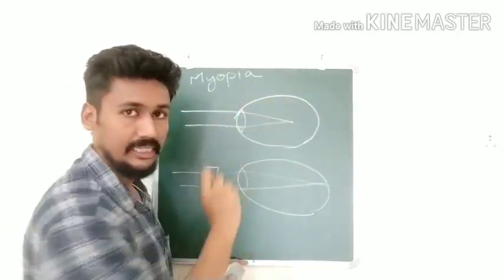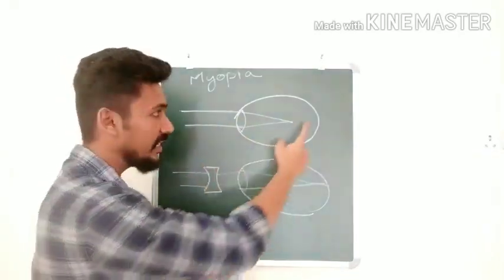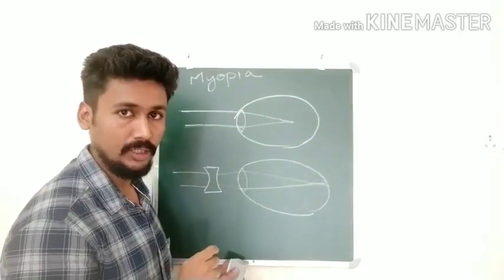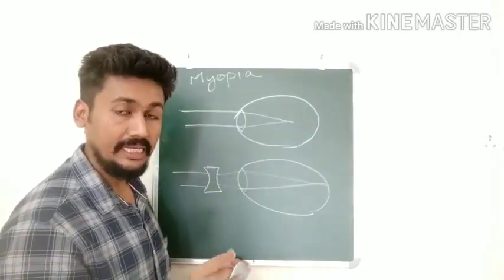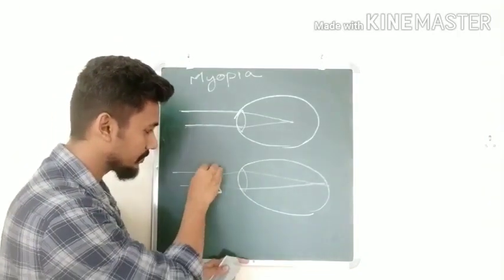There is elongation in the eyeball, and what happens is the image of far away objects, instead of falling on the retina, gets formed in front of the retina. So this is the cause for myopia. Then what is the correction? For correction we put a concave lens.